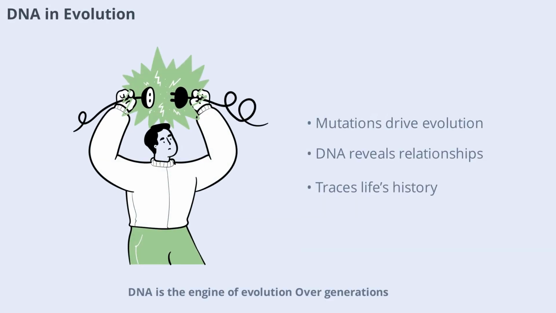DNA is the engine of evolution. Over generations, mutations and genetic recombination create variation within populations. Natural selection acts on these differences, favoring traits that help organisms survive and reproduce. By comparing DNA sequences, scientists can trace evolutionary relationships and uncover the history of life on Earth.